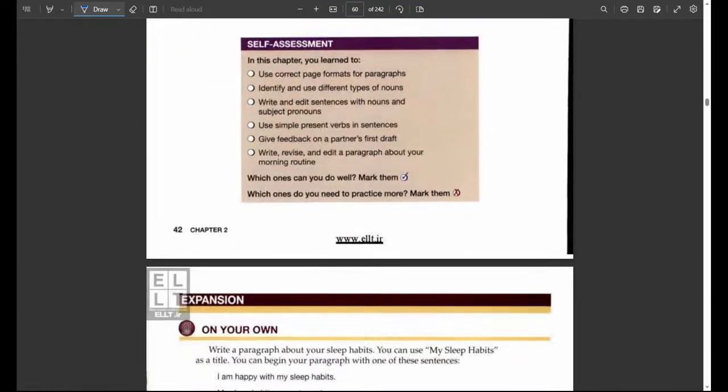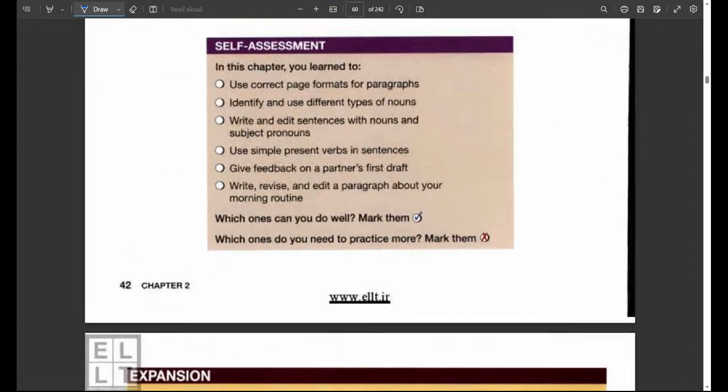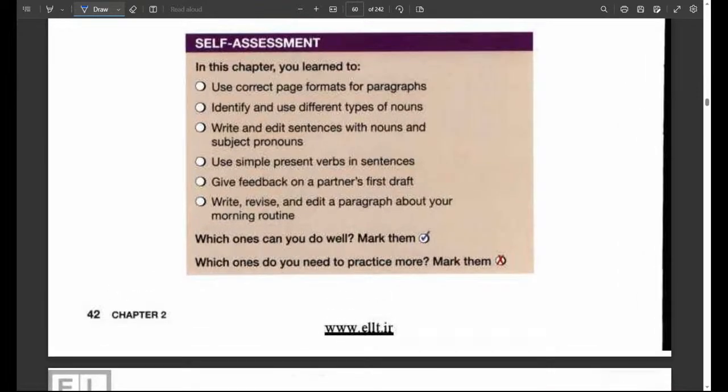So let's finish up this chapter as well. We come to self-assessment. In this chapter, what we were supposed to learn: use correct page format for a paragraph, identify and use different types of nouns. Write sentences with nouns and subject pronouns using simple present endings. Give feedback on a partner's first draft. Write, revise and edit a paragraph about your morning routine.